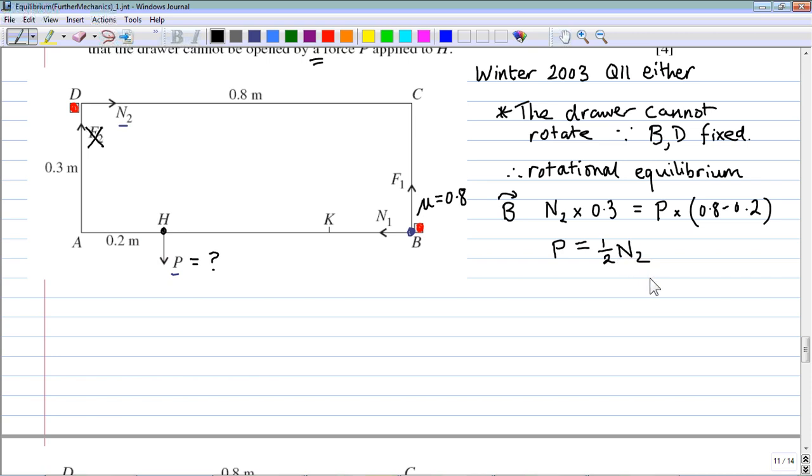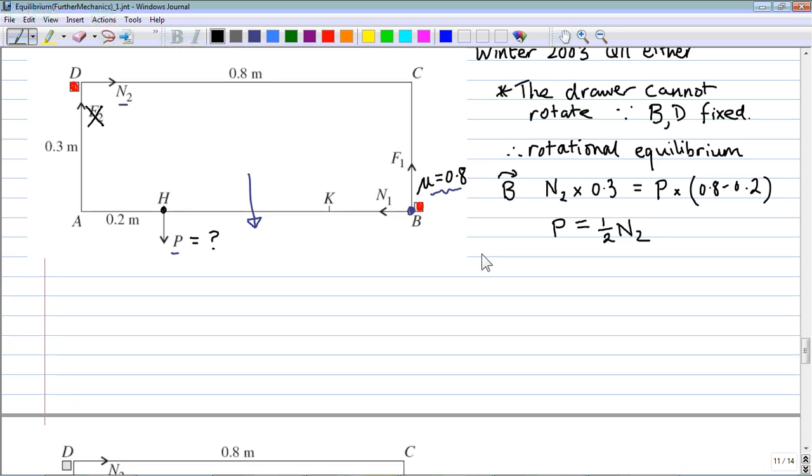Now remember, we need to somehow use the value of the coefficient of friction to deduce that whatever is the value of P, we will not get the motion desired, which is a motion in this direction. So what can we do? We've already taken moments. What other equations can we write down? Hopefully you're familiar by now that we can resolve in the directions CD and AB.